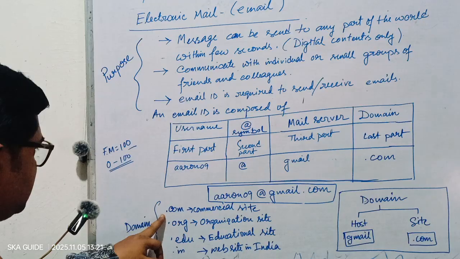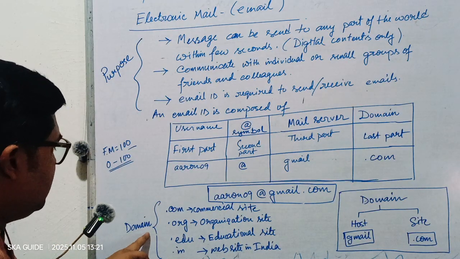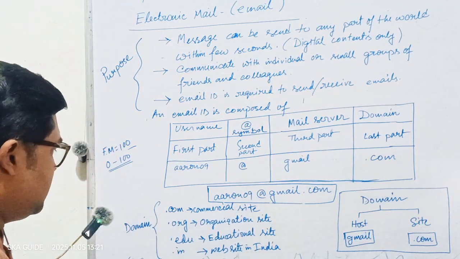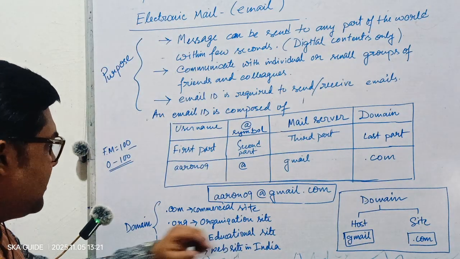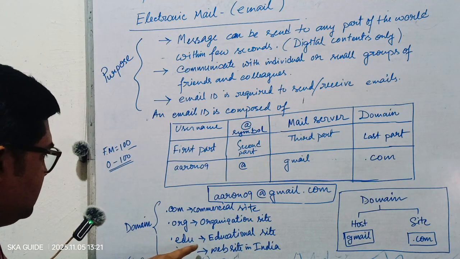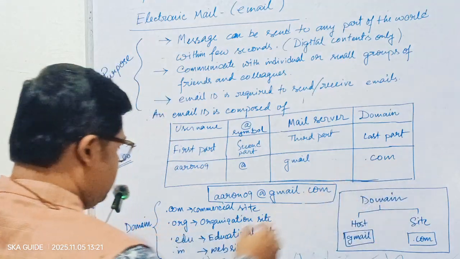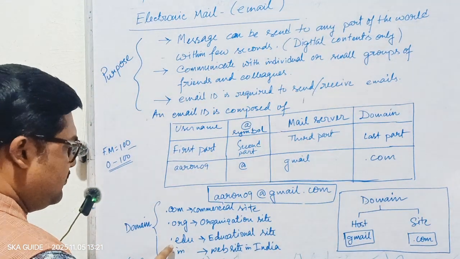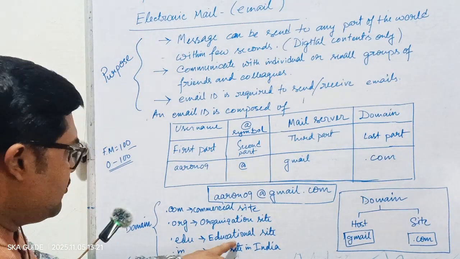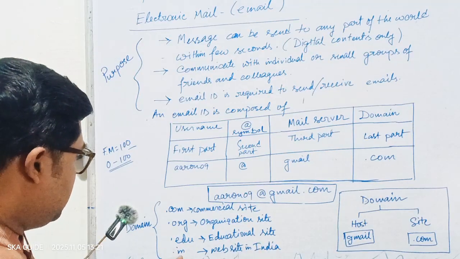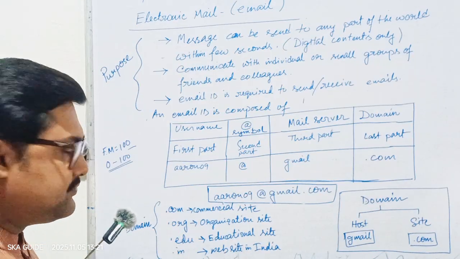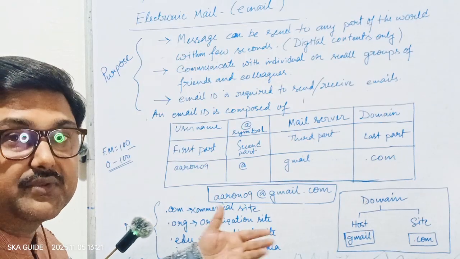Now here we are describing domain again. .com is representing a commercial site. .org represents an organizational site. We are talking about this extension, it could be .com, .org, .edu, .in, and many more are available. .edu means educational institute. .in represents websites in India. .pk represents websites in Pakistan.